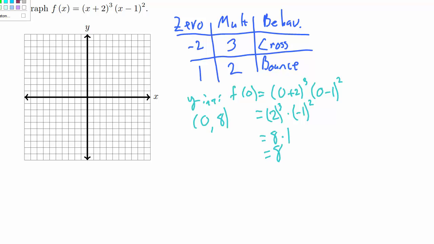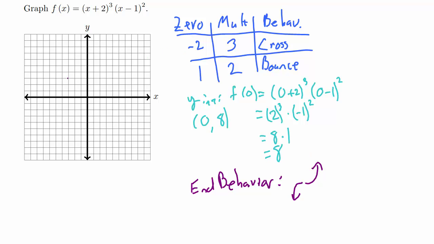Fantastic. Okay, the next thing we want to do is find the end behavior. To do that, we're going to look at the multiplicities and add them up. 3 plus 2 is 5, so this is a degree 5 polynomial. Because the leading coefficient is positive, as it goes to the left, it goes down. As it goes to the right, it goes up. Fantastic. We're ready to graph now.